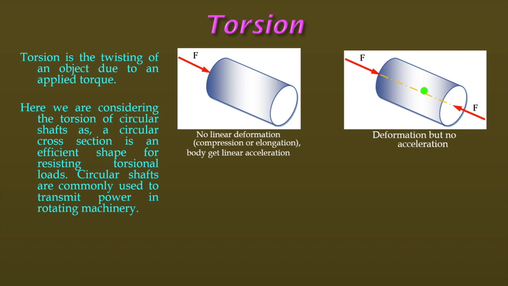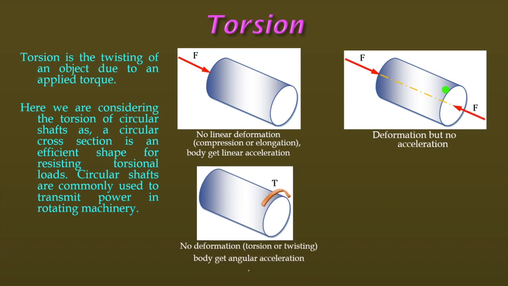Torsion is also a deformation, but unlike here, it is not tensile or compressive. Rather, torsion is the angular twist of the rigid body under the action of torque. A linear deformation means compression and elongation. It is due to the action of force, whereas torsion means twist that is caused due to the action of the torque.